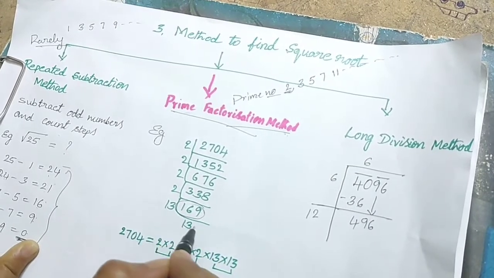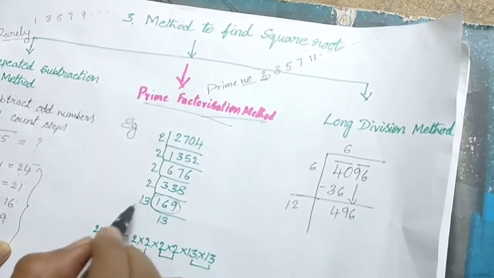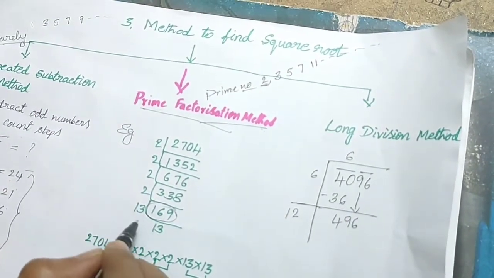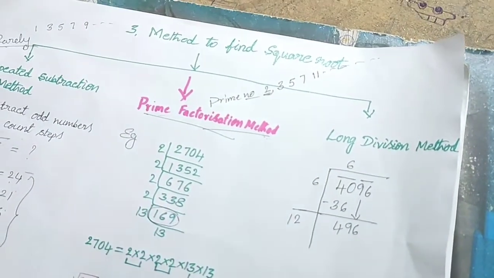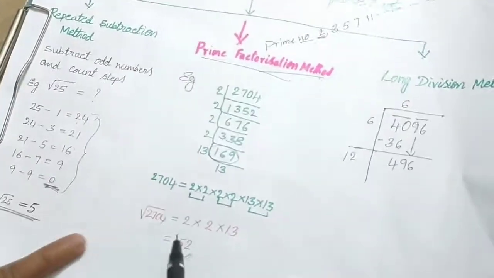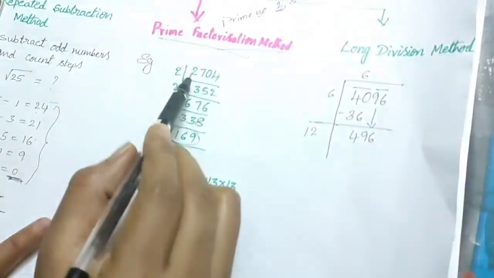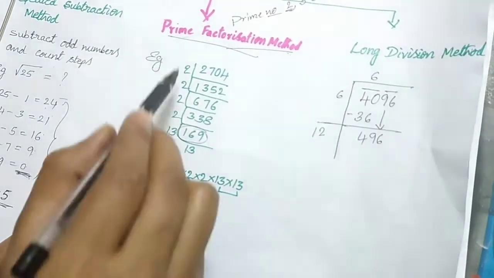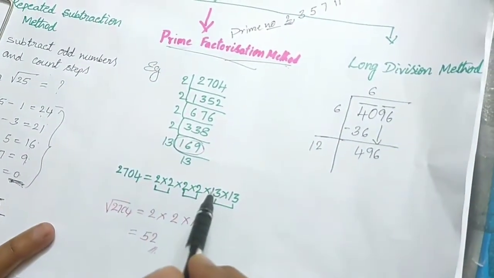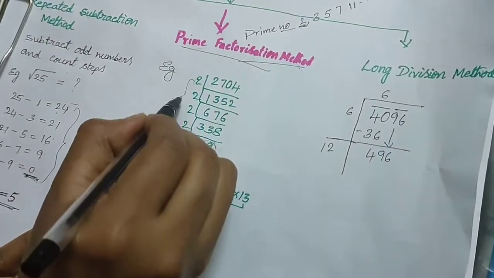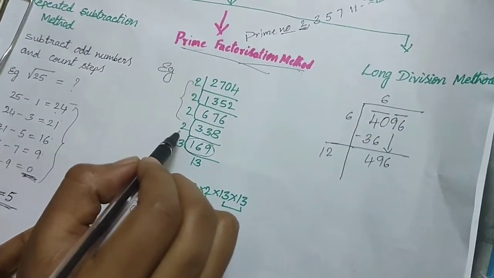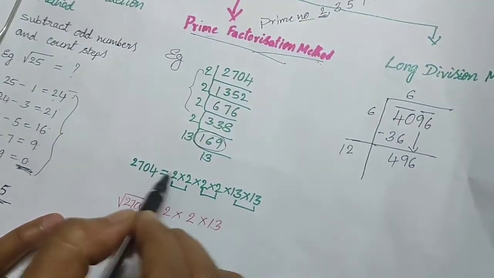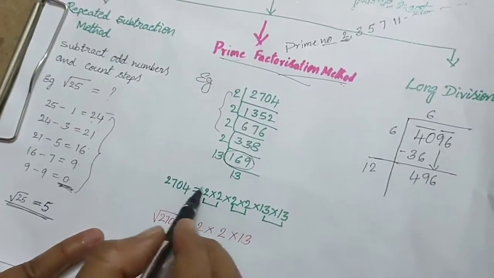Look at this one. This 169 is a perfect square number. That's why you can take 13 into 13. Now, what is the next step? The next step is very important because you can write 2704 as the multiplication of these prime factors. Now we can observe this one. Here the 2 is repeated 4 times and 13 is repeated 2 times. So write like this and pair it.